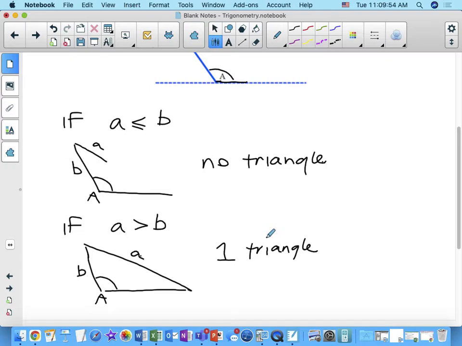Okay, now, why is this the case? Well, if A is an obtuse angle, the other two angles have to be acute, right? Because the angle sum of a triangle is 180 degrees. If A is obtuse, it's already over 90, which means the other two angles have to add to less than 90. If two angles add to less than 90, they are both acute angles.